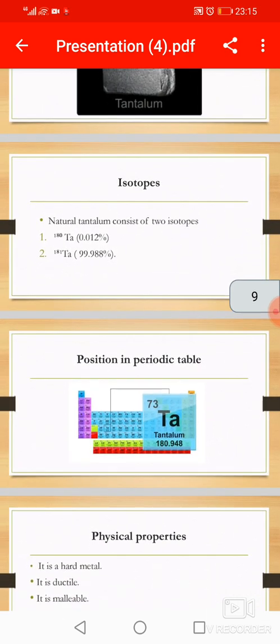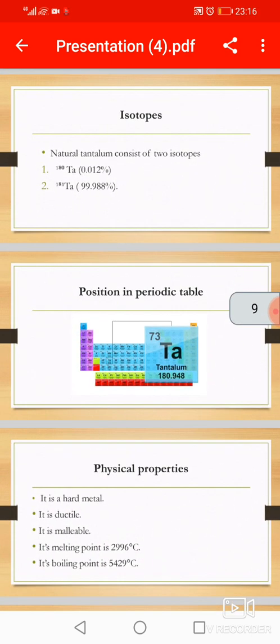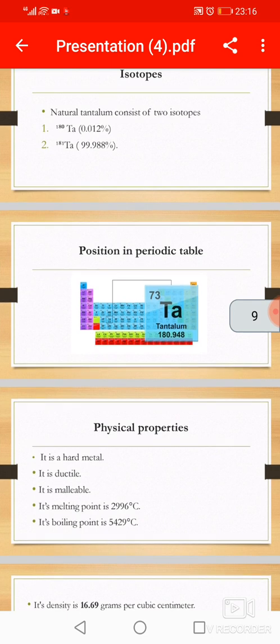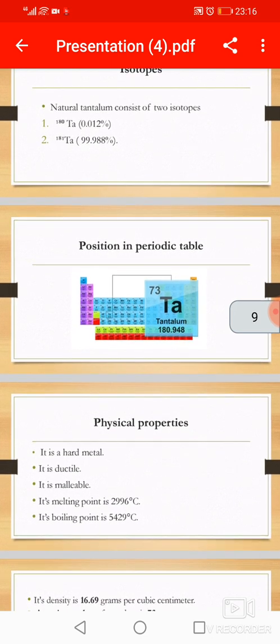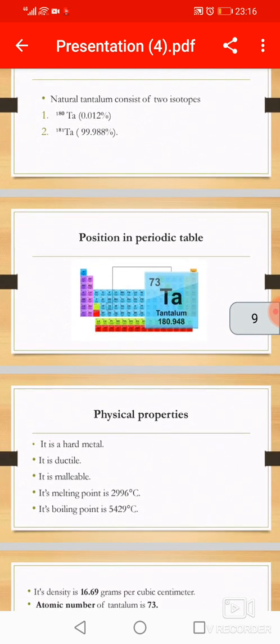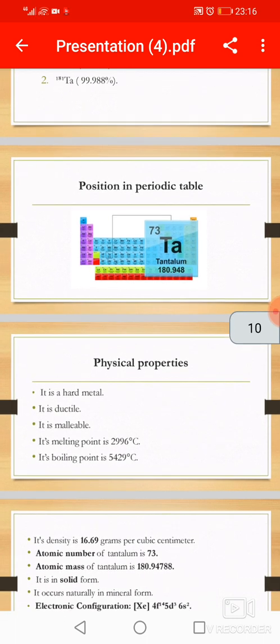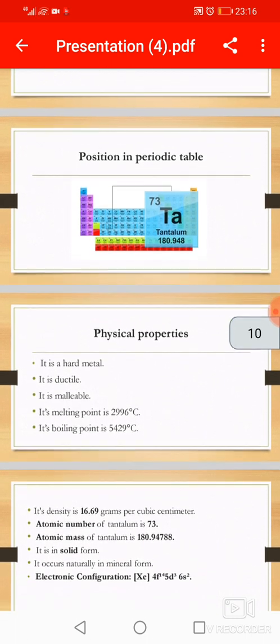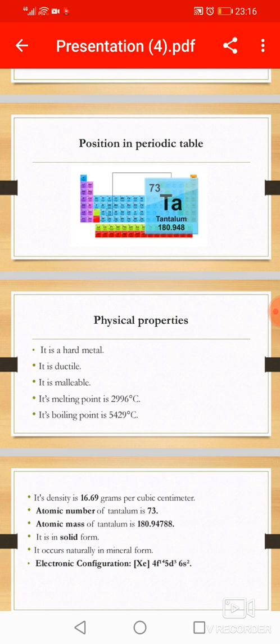Next, we will discuss its physical properties. It is a hard metal, it is ductile, it is malleable. Its melting point is 2996 degrees Celsius. Its melting point is the fourth highest of all metals. Its boiling point is 5429 degrees Celsius. Its density is 16.69 grams per cubic centimeter.